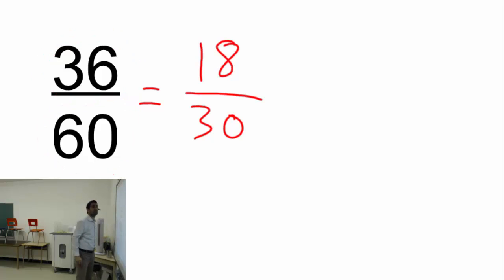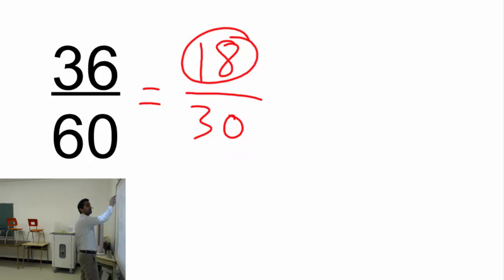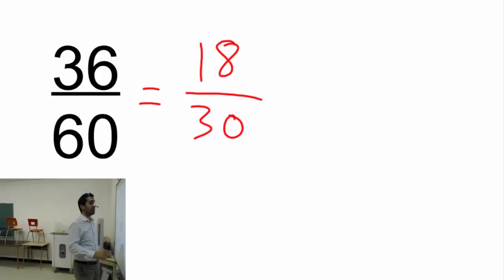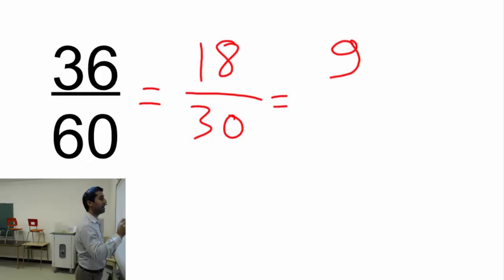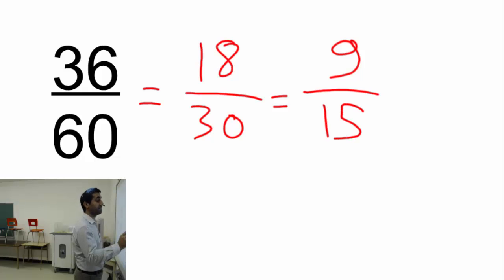So, what else? 2. I can divide both 18 and 30. Both of them are divisible by 2. So I'm going to do that. 18 divided by 2 is 9. And 30 divided by 2 is 15. Yes. So, can I divide 9 by 2? No. So, I am not going to divide both numbers by 2 anymore.